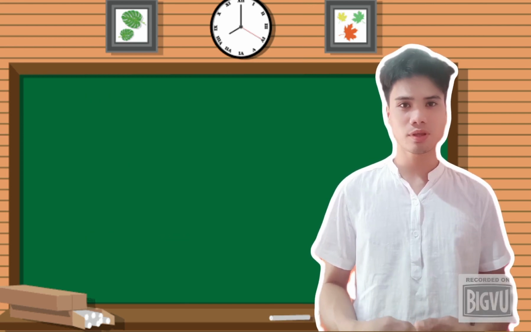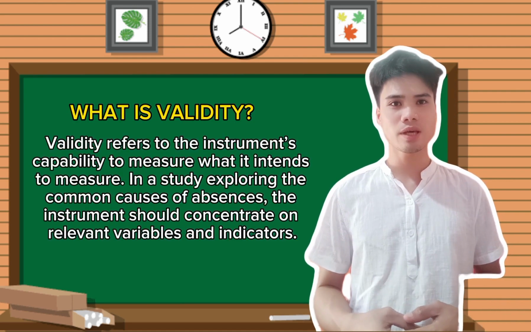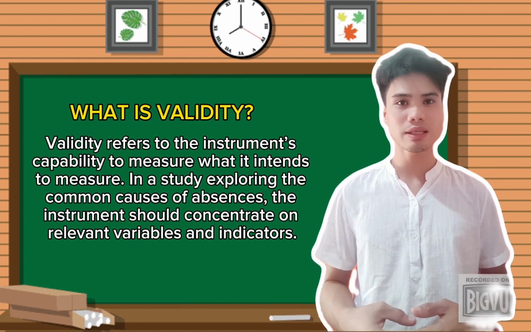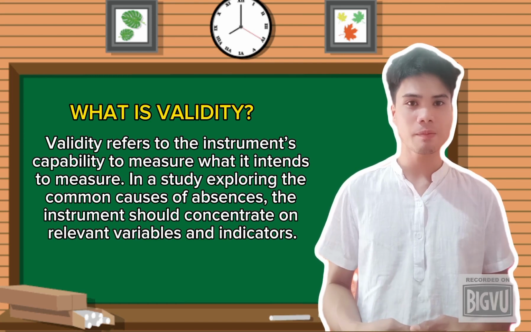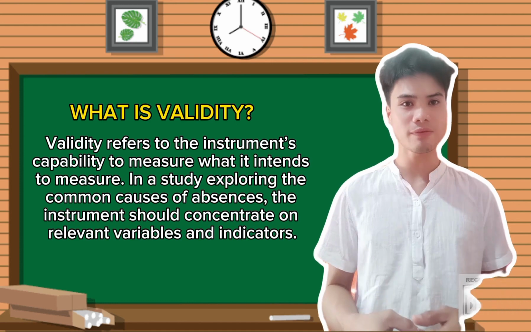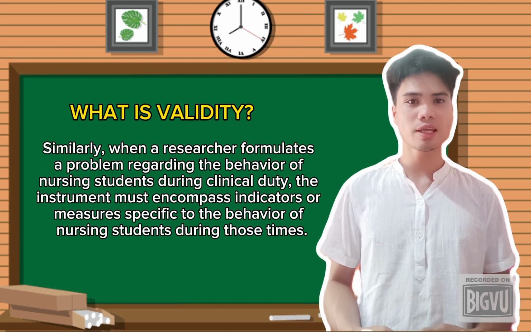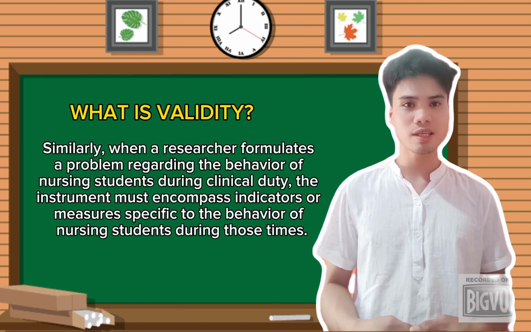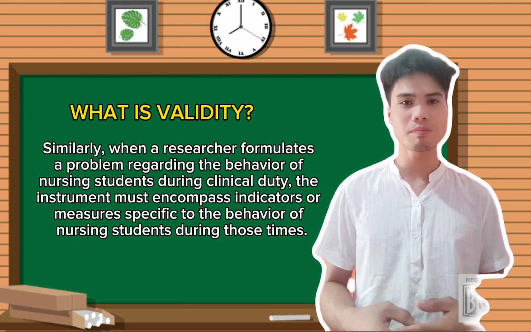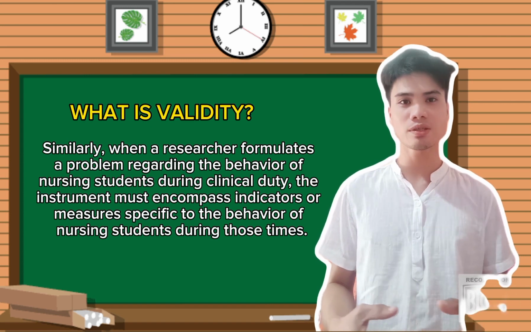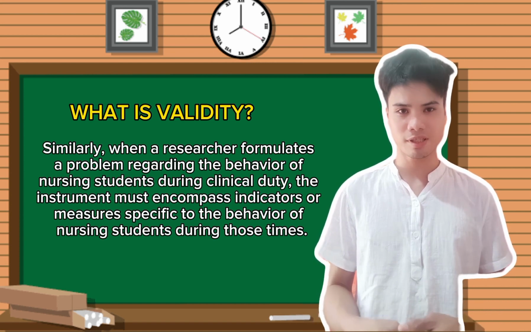Now, let us understand both terms. So, first, what is validity? Validity refers to the instrument's capability to measure what it intends to measure. In a study exploring the common causes of absences, the instrument should concentrate on relevant variables and indicators. Similarly, when a researcher formulates a problem regarding the behavior of nursing students during clinical duty, the instrument must encompass indicators or measures specific to the behavior of nursing students during those times.